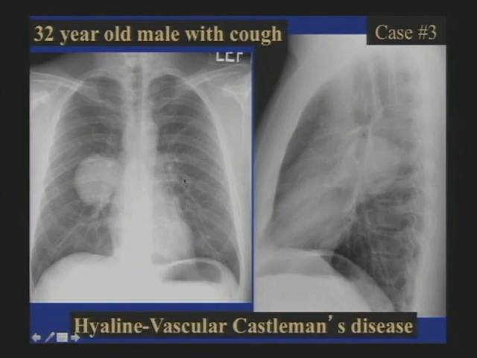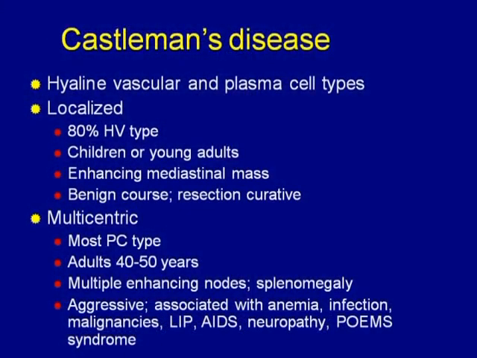If they present, the localized version of Castleman's usually looks like this. Okay? Talk about that for a second. There are two subtypes based on pathology. The localized type is usually the hyaline vascular type. It occurs in young, often males, and it presents with a solitary, avidly enhancing mediastinal or hilar mass. The hyaline vascular is the classic. And you take it out and they usually do quite well.